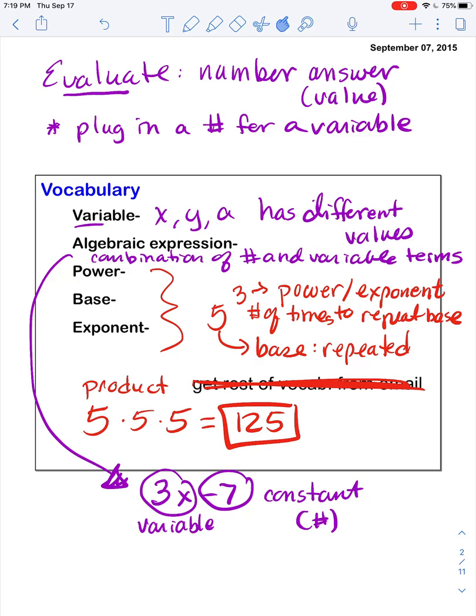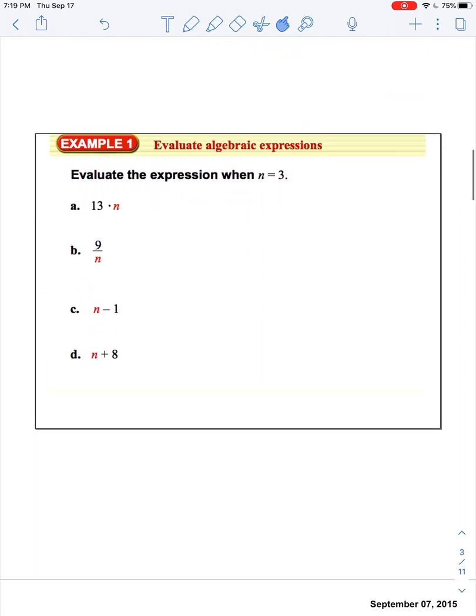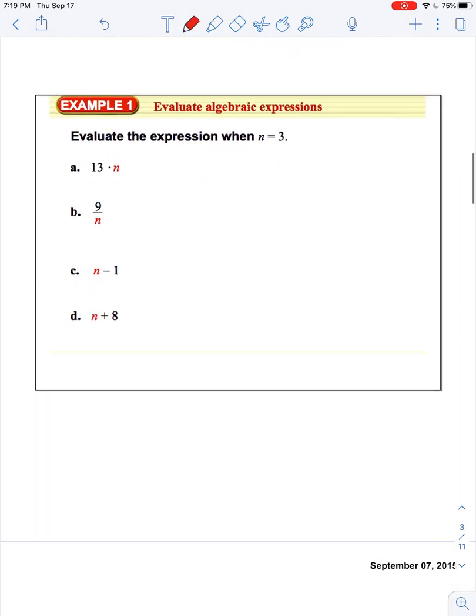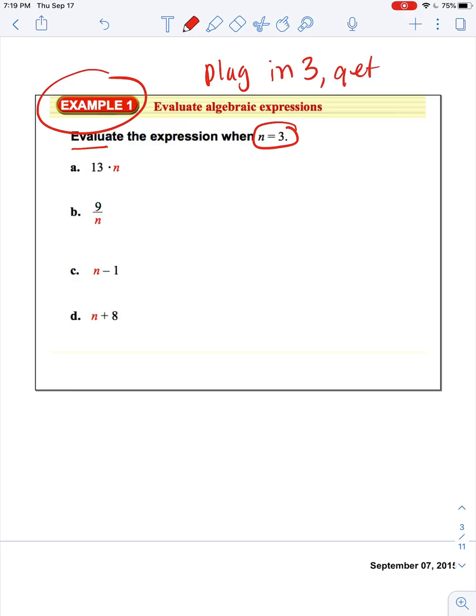All right, so let's put all of this into action. Here we're going to have examples in our notes sometimes, and sometimes we'll have guided practice. Guided practice means you should be able to do it yourself based on an example that I did. So what we're going to do right now is evaluate the expression when n is 3. So basically that means we're going to plug in 3 and then get our value, the solution.